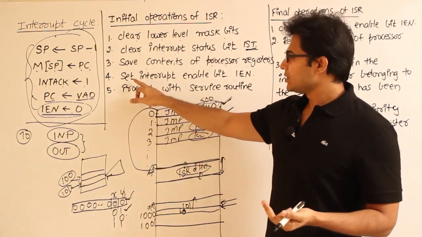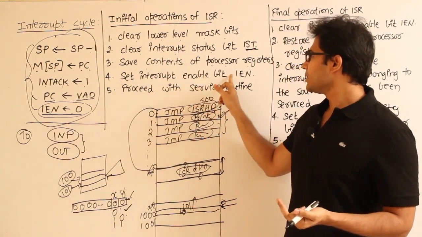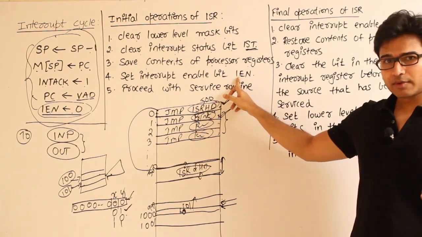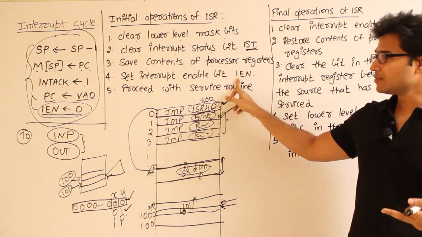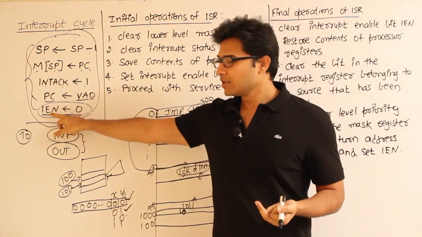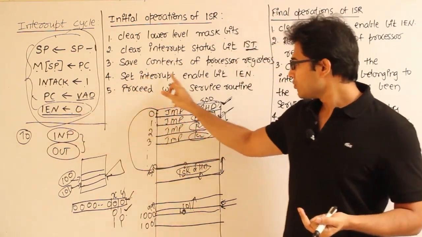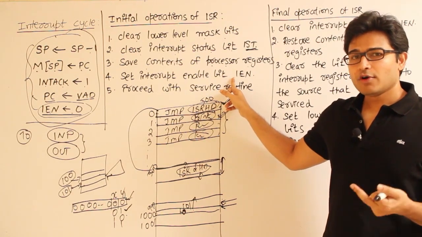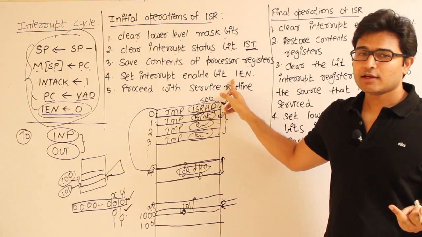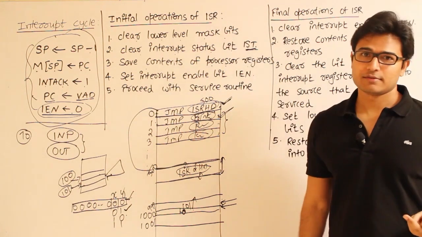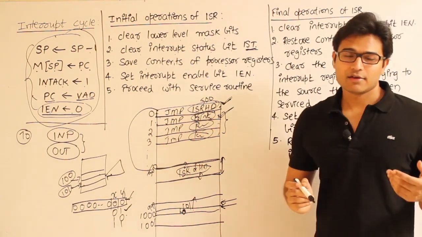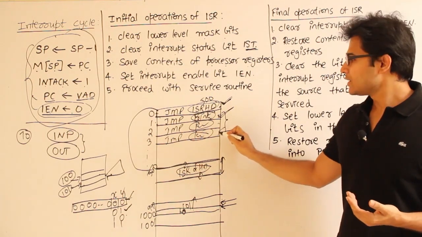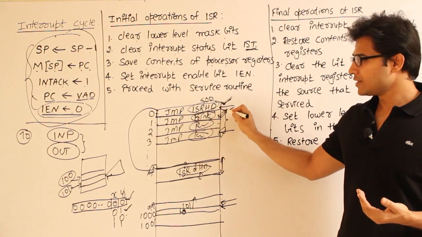Got it? And the next one is set interrupt enable bit IEN. So why should we set it? Because if you remember, we have actually disabled it, isn't it? We have disabled it here. Now if you don't set it back, then no interrupt can be seen by this particular interrupt service routine. Let us say currently it is the interrupt service routine which is providing service to the keyboard, and suddenly there is an interrupt from the hard disk.